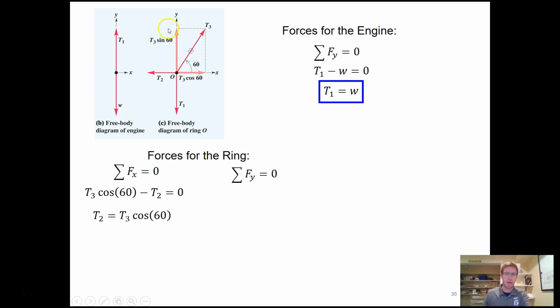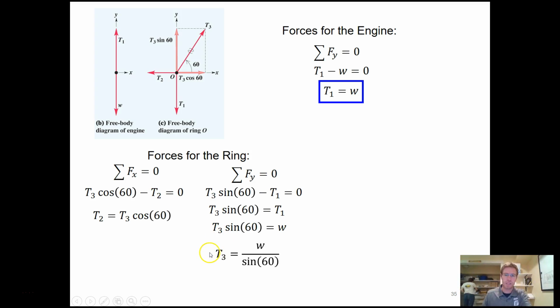In the Y direction, I have T3 sine 60 up, T1 down, and so I do T3 sine of 60 minus T1, those are the only 2 forces, equals 0 because the ring is in equilibrium. Now I can try to start solving because look, boom, T1 equals W. So I can solve for T3 and substitute in W for T1. Look, that T1 just became W. Solving for T3, we find T3 equals W divided by the sine of 60. Look at that, box worthy again. I solved for T1 and T3.